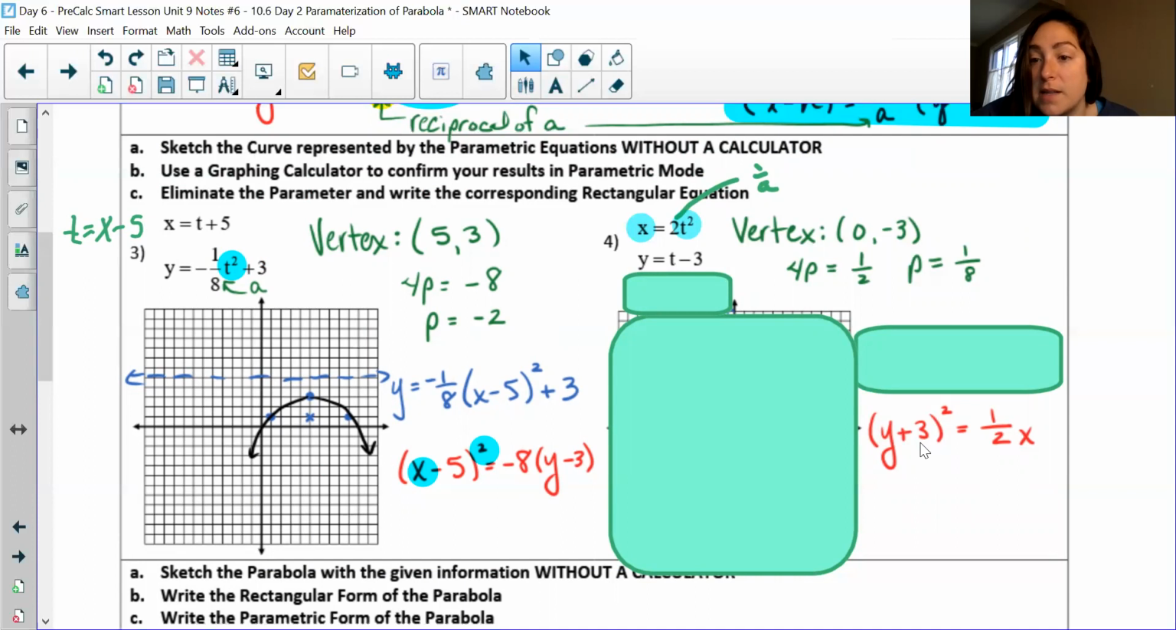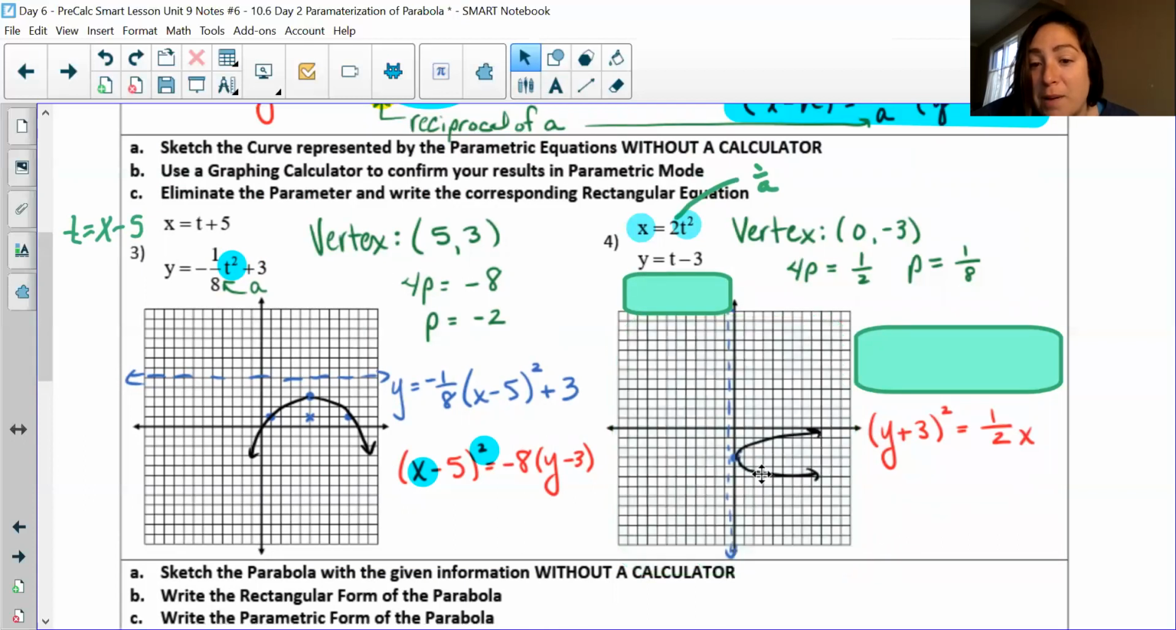Our vertex is at (0, -3), and this is going to be opening to the right. So we're going to go 1/8 to the right, put our focus, 1/8 to the left, put our directrix, and we'll have a focal width of 1/2. So very poorly graphed because, again, it's a very tiny example, but that's the general gist of graphing.